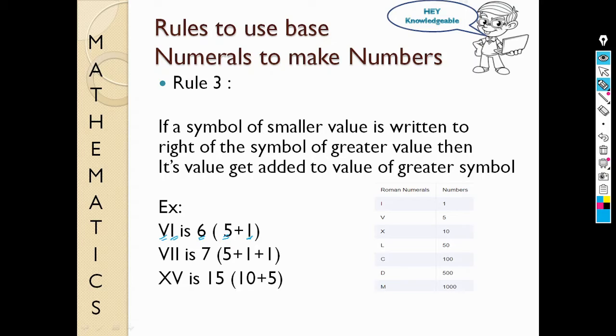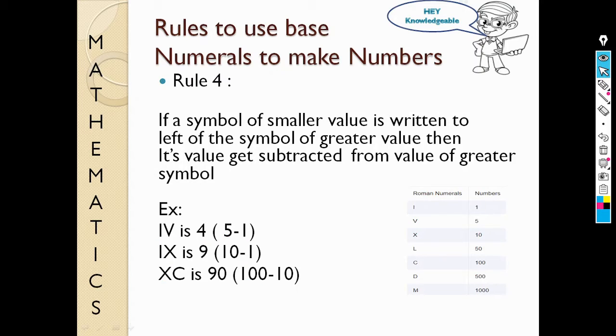In the same way, V is the larger symbol and I and I are smaller symbols, so they get added. So 5 plus 1 plus 1 gives you 7. In the same way, X is a larger symbol and V is a smaller symbol, and since it is coming to the right of the larger symbol, it gets added. So it becomes 10 plus 5 equal to 15.